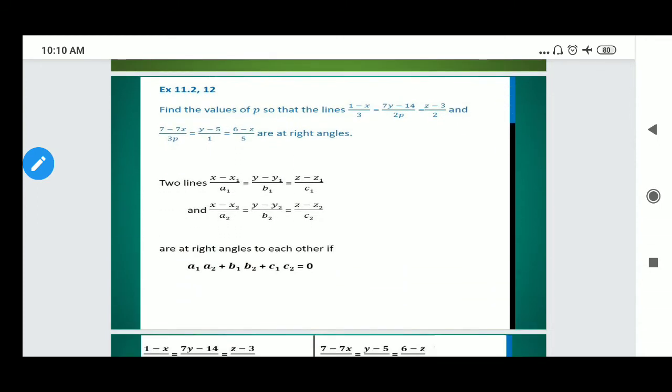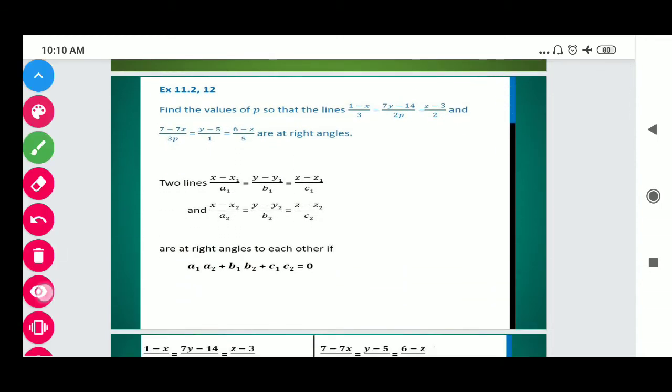Let's start with exercise 11.2, question number 12. Find the values of P so that the lines (1 minus x) over 3 is equal to (7y minus 14) over 2p is equal to (z minus 3) over 2, and (7 minus 7x) over 3p is equal to (y minus 5) over 1 is equal to (6 minus z) over 5 are at right angles.